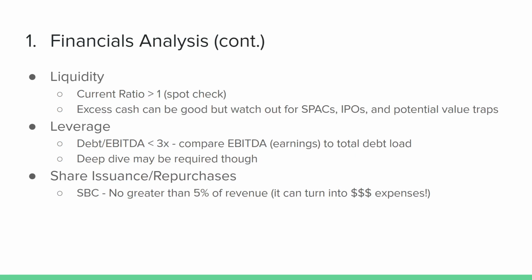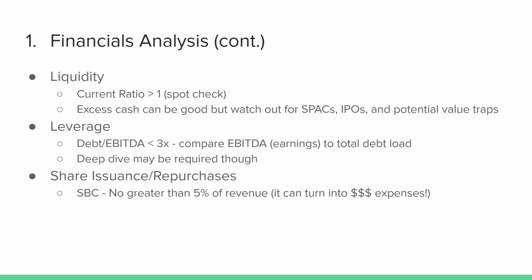Continuing with financials analysis, liquidity, spot check on the balance sheet, current ratio. I want that to be above 1. Current ratio is just your current assets divided by current liabilities. This is a general spot check. It's not always going to be above 1. Doesn't always mean the company's in bad shape. Again, I just want to check liquidity real quick.